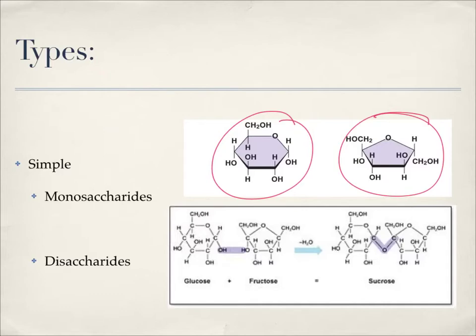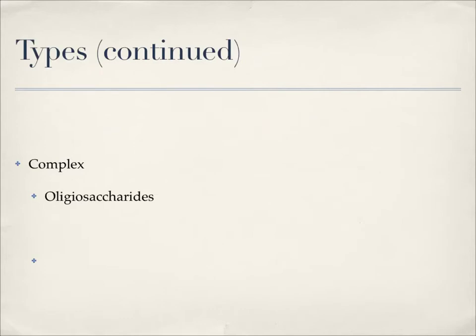And so those basically cover the simple carbs. When we start talking about complex carbohydrates, we're talking about carbs that are made up of more than two monosaccharides joined together. So they are not the monosaccharides or the disaccharides. You're getting to larger things now, more complex.